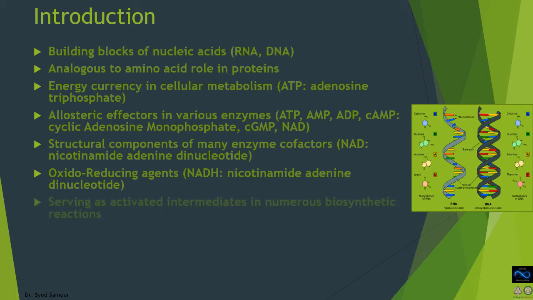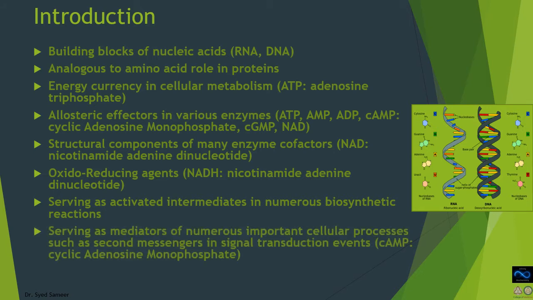For example, NADH. They serve as activated intermediates in numerous biosynthetic pathways, like the glucose pathway, the HMP shunt, or the biosynthesis of fatty acids. And they also act as mediators for cellular processes as second messengers, like cyclic AMP, which serves as a second messenger to various hormones in signal transduction.